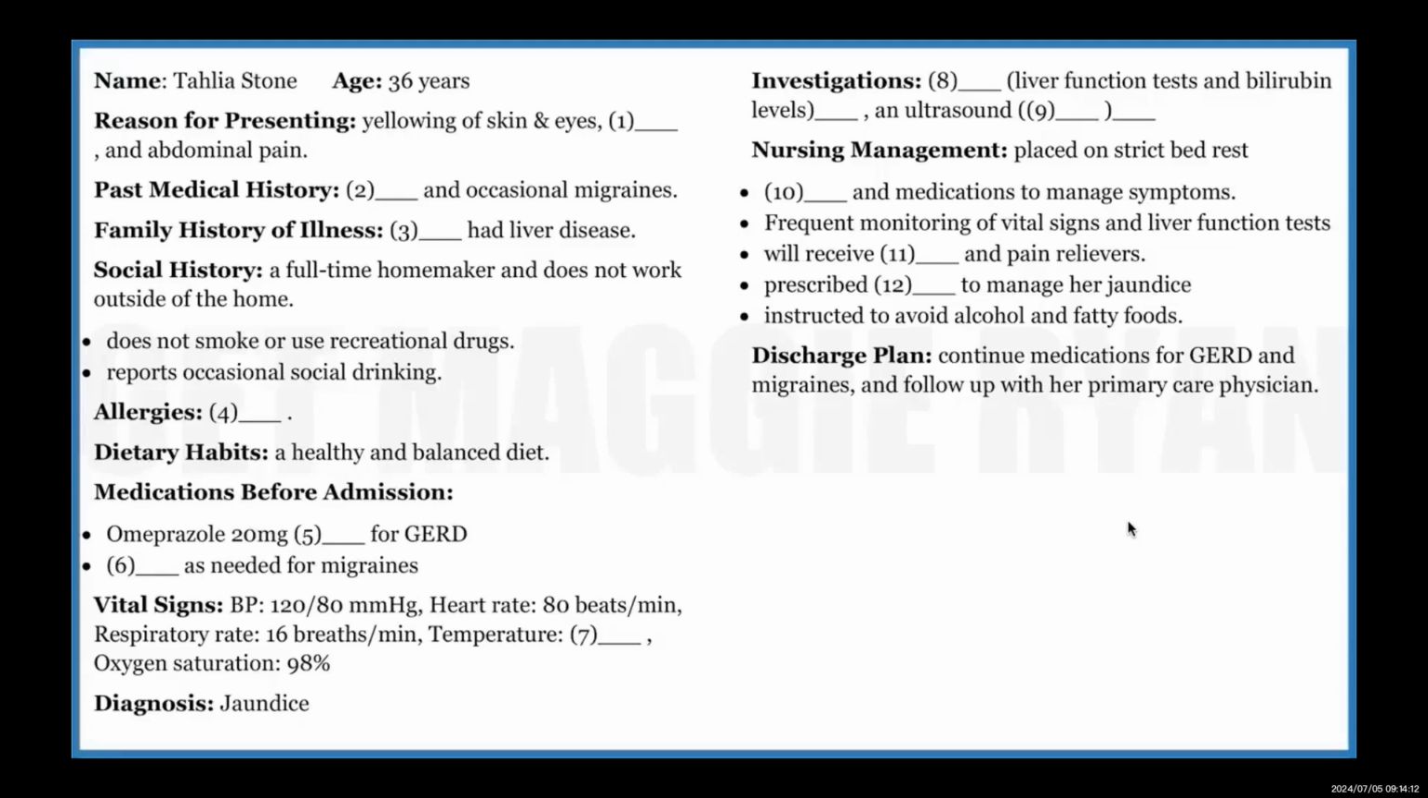Thank you. Can you tell me about any past medical history you may have? I have gastroesophageal reflux disease and occasional migraines. Okay, and do you have any family history of illness? My maternal grandfather had a history of liver disease. Thank you. Now, can you tell me about your social history and employment?